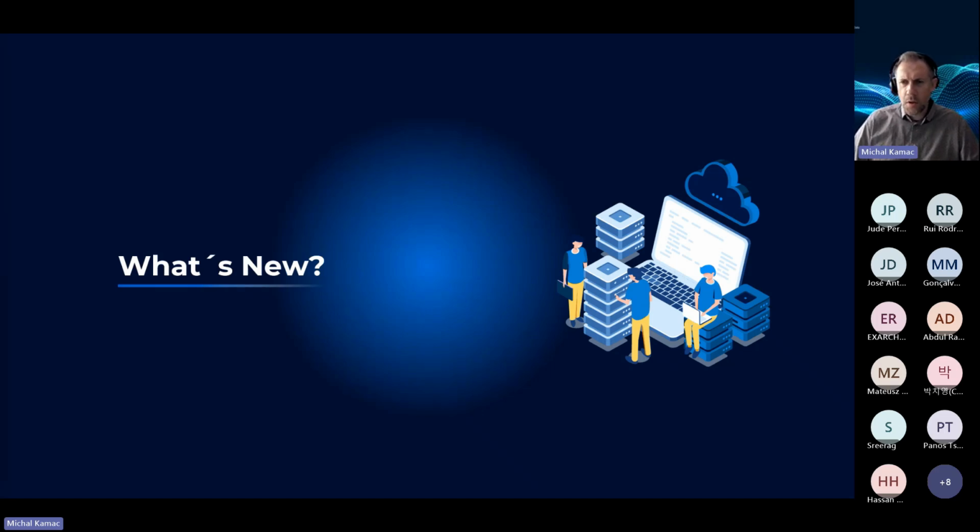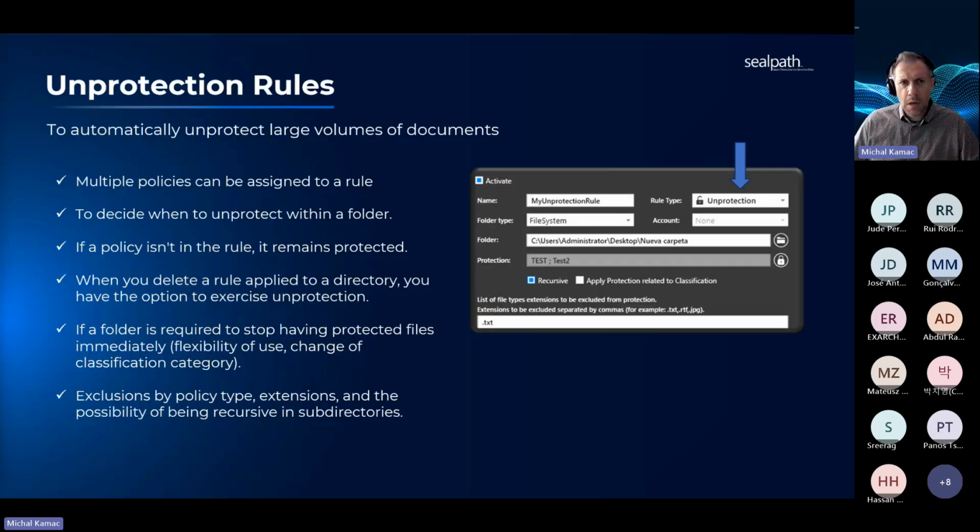Now, some of the new features we have implemented in our AutoVault product would be the unprotection rules. That's a rule type you can choose from that would allow you to create a folder unprotection rule. Okay, so you can define that certain folders should make sure that, first of all, it would unprotect everything that is within a certain folder. And in the second stage, it will make sure that every time a new protected file appears in that folder, it would be unprotected automatically.